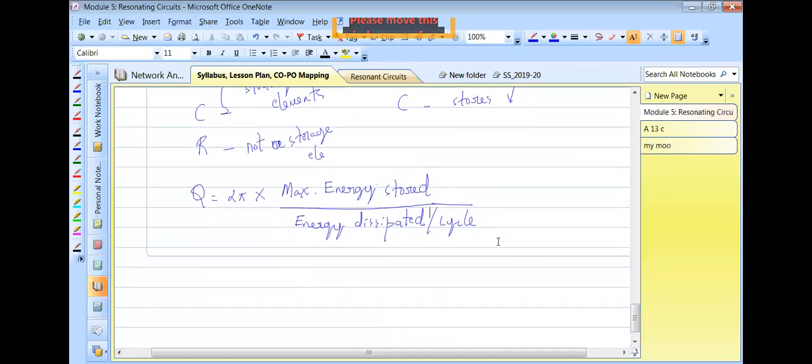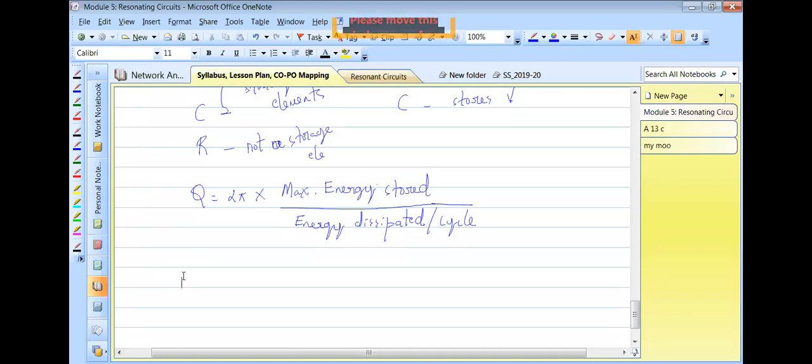So everybody just copy down this. Quality factor is given by 2 pi into maximum energy stored divided by energy dissipated per cycle. Now, when it says maximum energy stored, it is maximum energy stored in L or maximum energy stored in C. So to see whether we are looking at the energy stored in C or in L, we shall consider two different circuits.